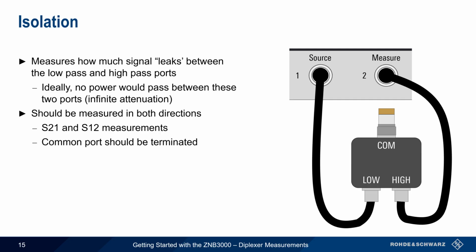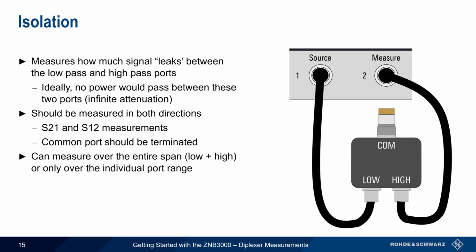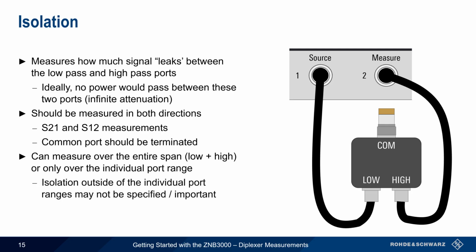With regard to the frequency range used to measure isolation, this can be done over the entire frequency range of the diplexer, that is the high pass, the low pass, and everything in between. But more commonly, isolation is measured only over the range for each port, and the amount of isolation for frequencies outside of this port range may not be specified or important. Typical isolation values for most diplexers is on the order of mid-tens to high tens of dB.